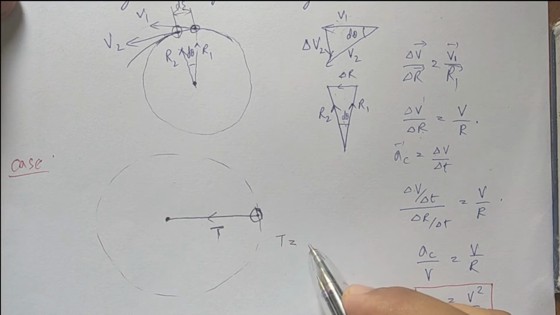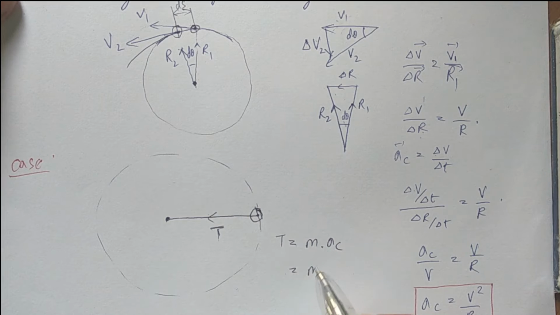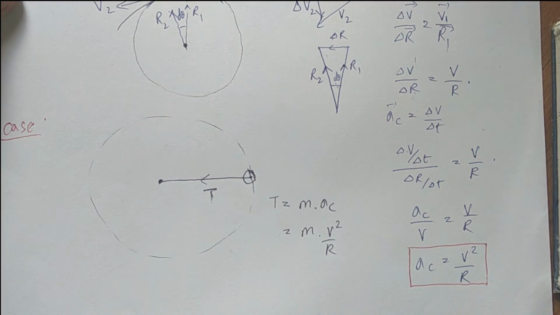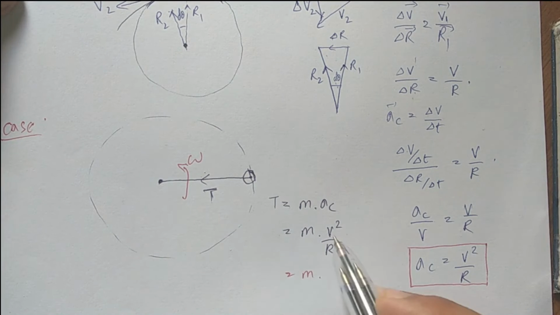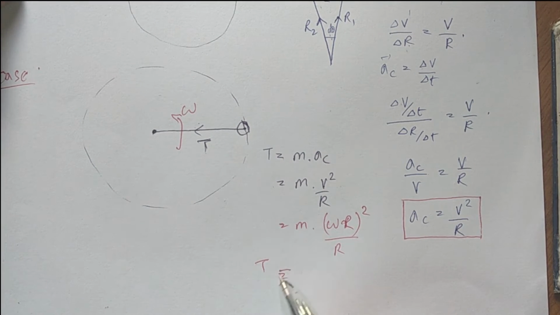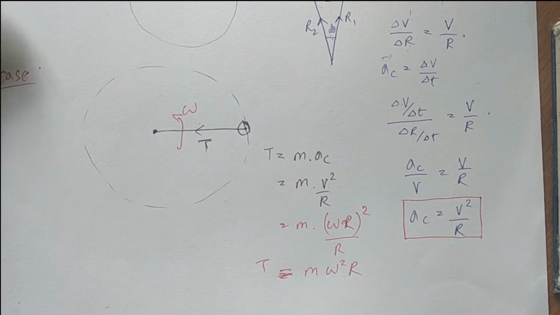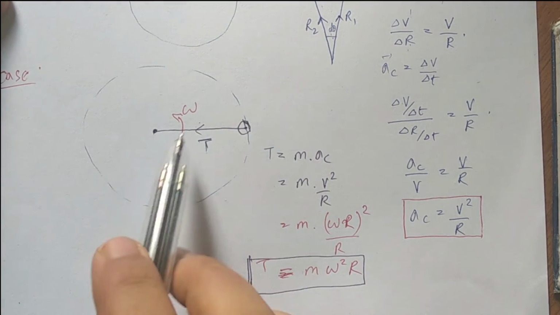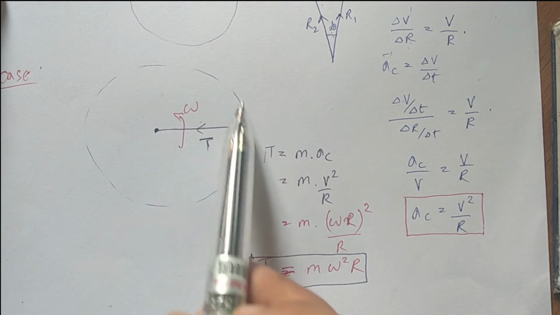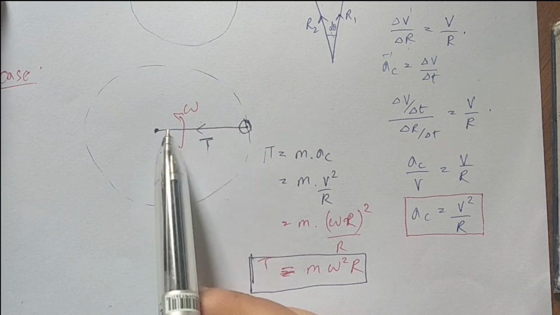Centripetal force is nothing but mass into the centripetal acceleration, which is equal to mass into V square by R. If this was rotating with an angular velocity of omega, then V can be written as omega R, so omega R whole square by R. So this tension force is coming out to be m omega square R. So in this way you can explain this case when the object is getting reeled around this circular path and tied to a rope.